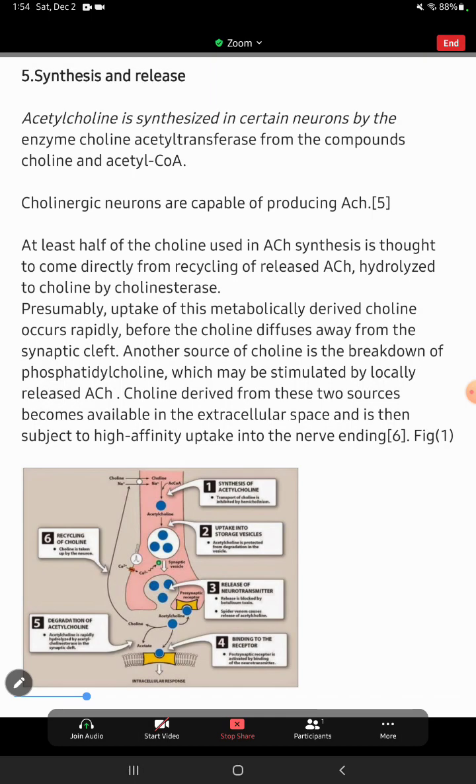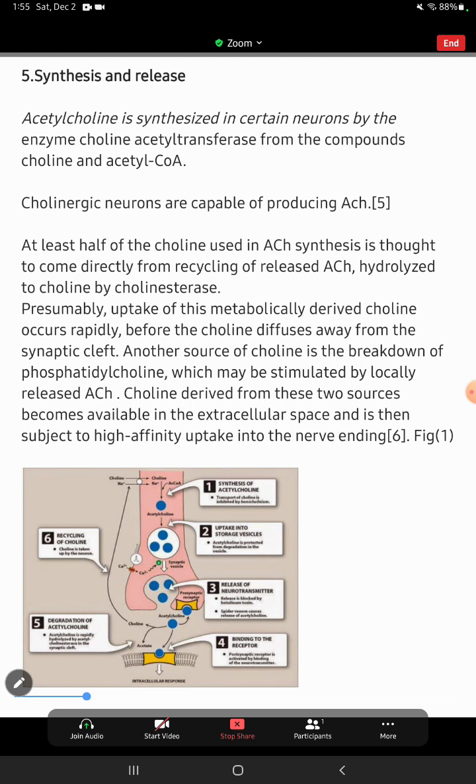Here is synthesis and release. Acetylcholine is synthesized in certain neurons by the enzyme choline acetyltransferase from the compounds choline and acetyl-CoA. Cholinergic neurons are basically the neurons on which acetylcholine works, and they are capable of producing ACh.